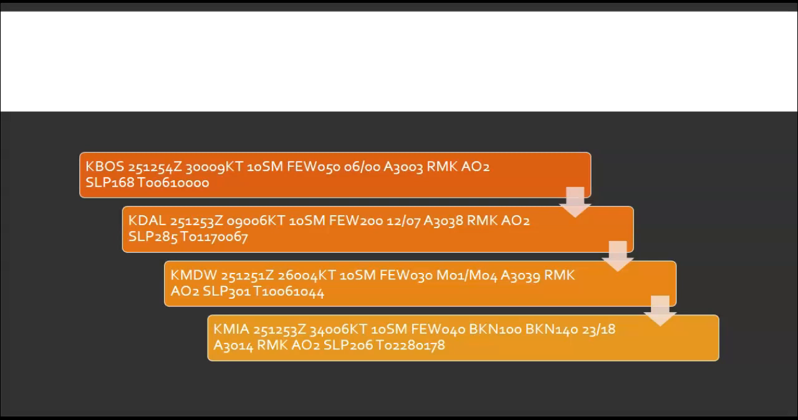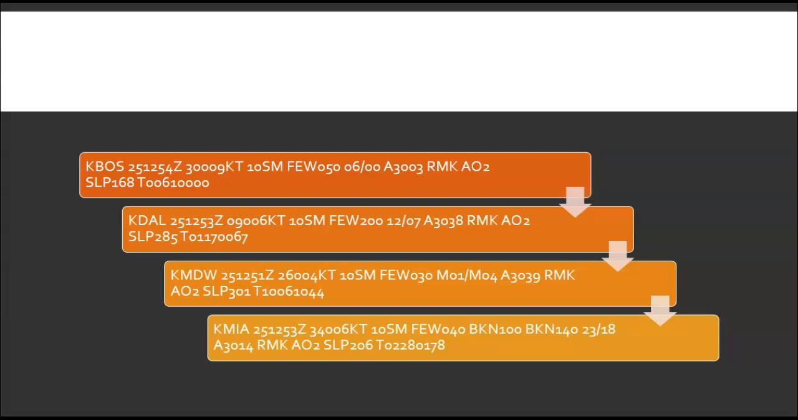Here are some examples of METARs from different airports. The first one at the top is KBOS, which is Boston Logan Airport, issued on the 25th of the month at 12:54 Zulu. The wind was from 300 degrees at 9 knots, and the visibility was 10 statute miles. The cloud cover was few at 5,000, and the temperature was 6, and the dew point was 0 degrees Celsius. Altimeter setting was 30.03. And the remarks state that the report is an automated report with precipitation discrimination equipment.